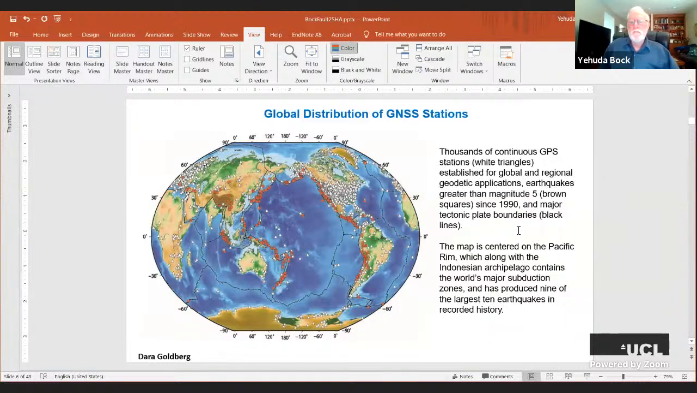Here's a global distribution of GNSS stations. And these are stations that are built specifically for crustal deformation monitoring or for studying other processes that require precise positioning. So we have thousands of stations you see with the white triangles. And these are all the earthquakes in the brown squares around the Pacific Rim. These are all the earthquakes since 1990, and you see the plate boundaries, various plate boundaries. And we centered the map on the Pacific Rim, which along with the Indonesian archipelago contains the world's major subduction zones and has produced 9 of the largest 10 earthquakes in recorded history. Now, I'm going to be focused more on the Western US. That's primarily where I work, although I have been involved with projects around the world.